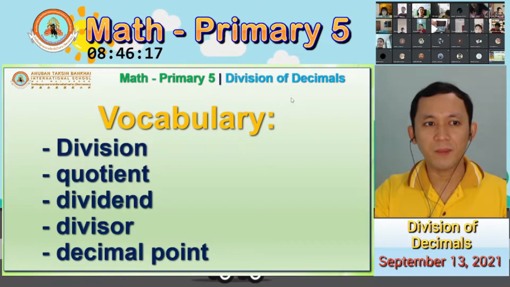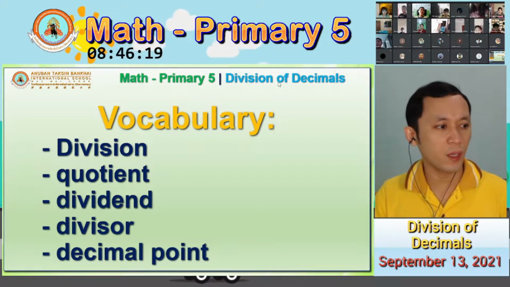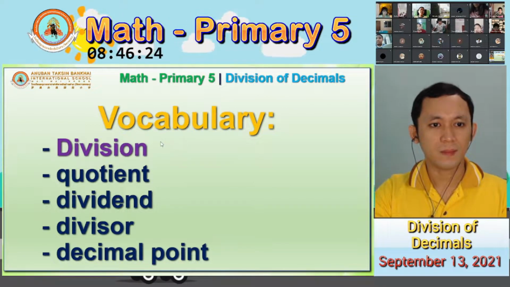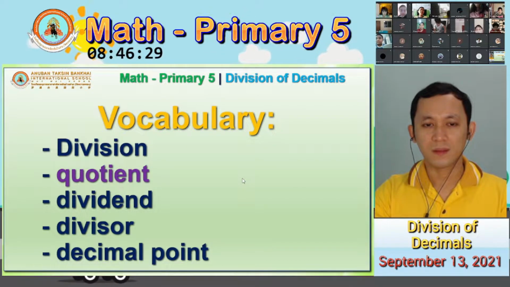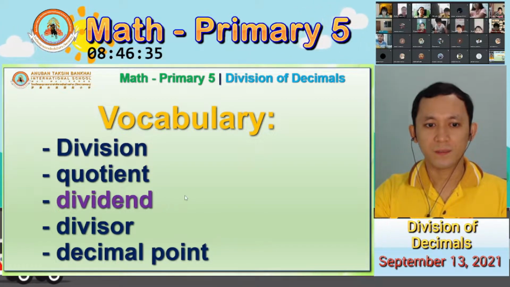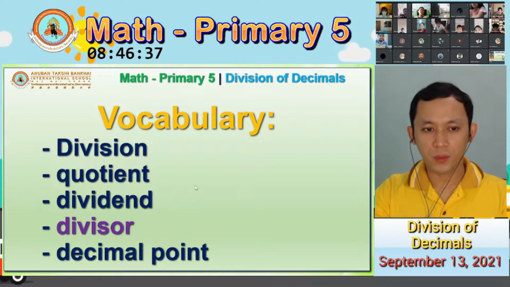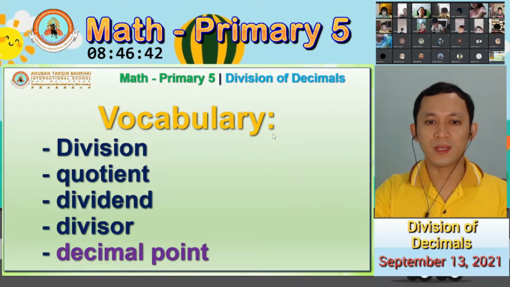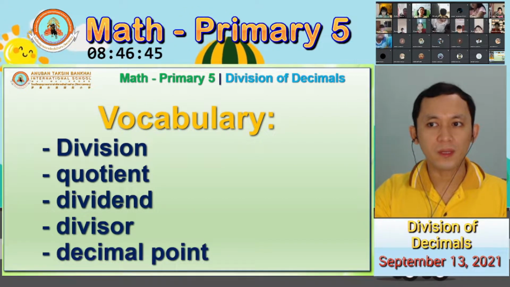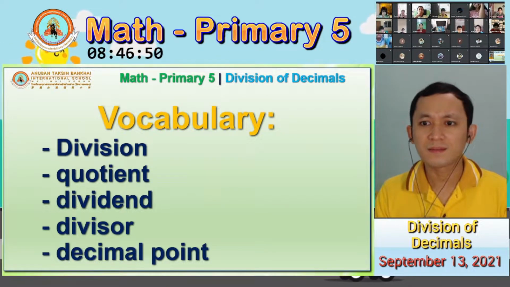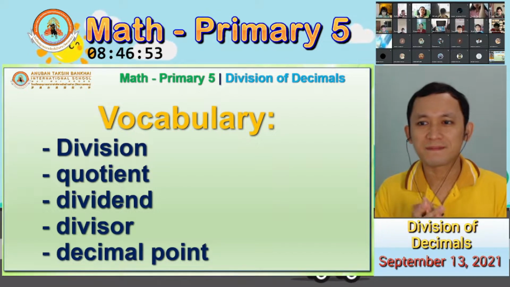Now, our vocabulary for today, we have the following words. The first word, we have division. The second word, quotient. The third word, dividend. The fourth word, divisor. And of course, the last word, decimal point. So, any one of you doesn't know the meaning of these words in Thai? Division, what do you mean by division?